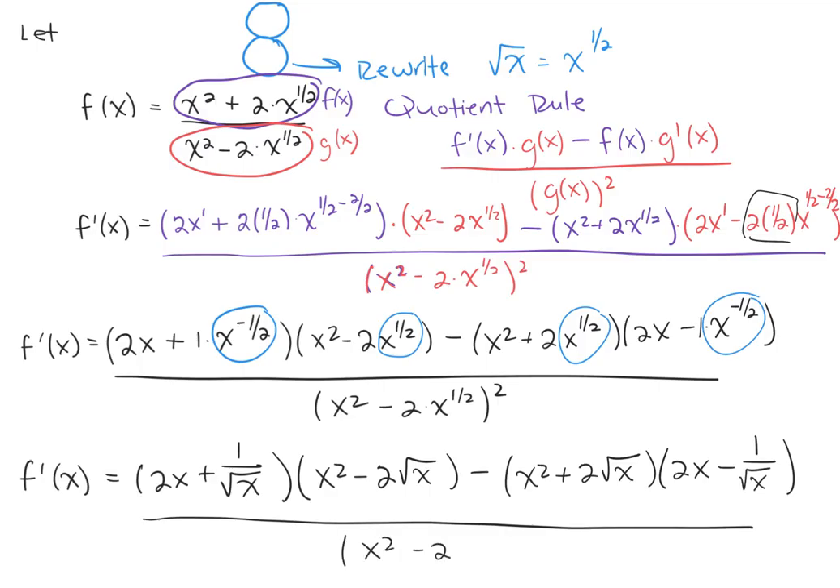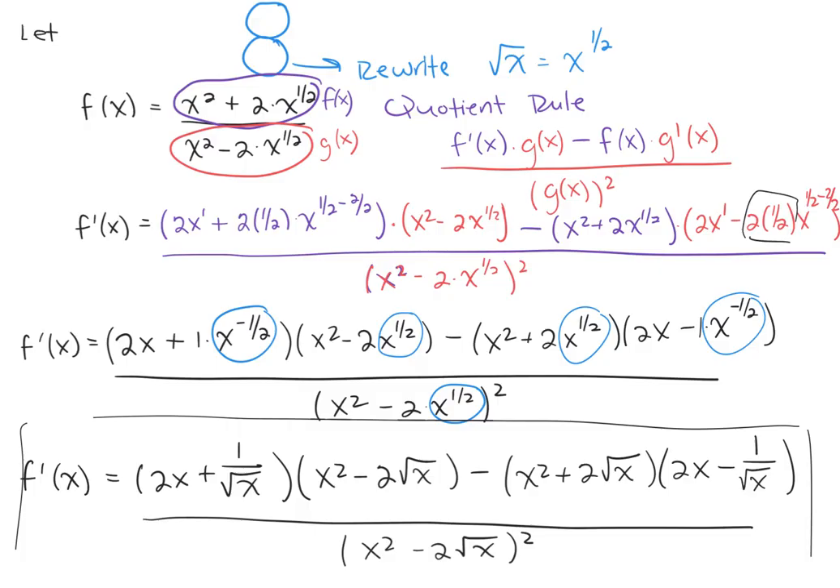And then again, here also I'm going to rewrite, so let me circle what I'm doing here. I'm going to rewrite that using the square root sign. So that's the same thing as the square root of x, squared. And then that, my friends, is our final answer. And you can just leave it like this and you're done.